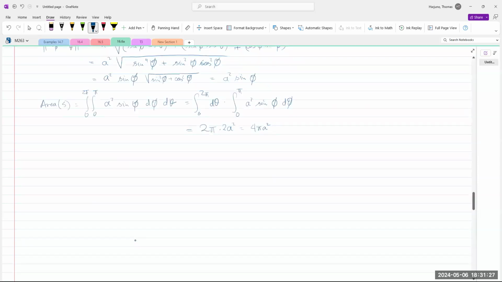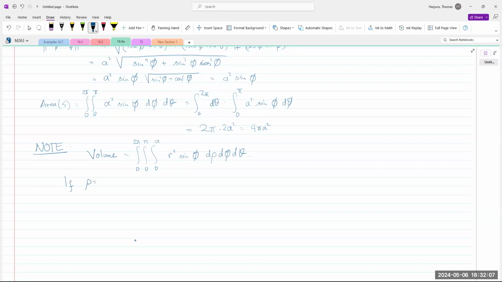Okay, note the volume in 3 dimensions of this ball will be the triple integral from 0 to 2 pi, 0 to pi, and then 0 to a of rho squared sine phi d rho d phi d theta. Is it right?